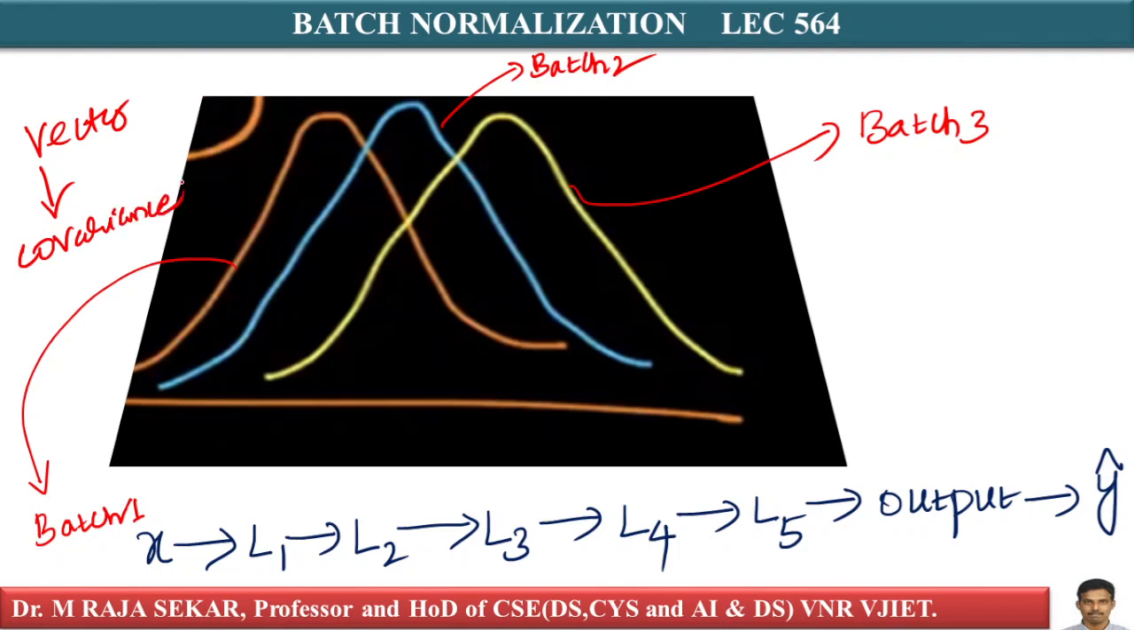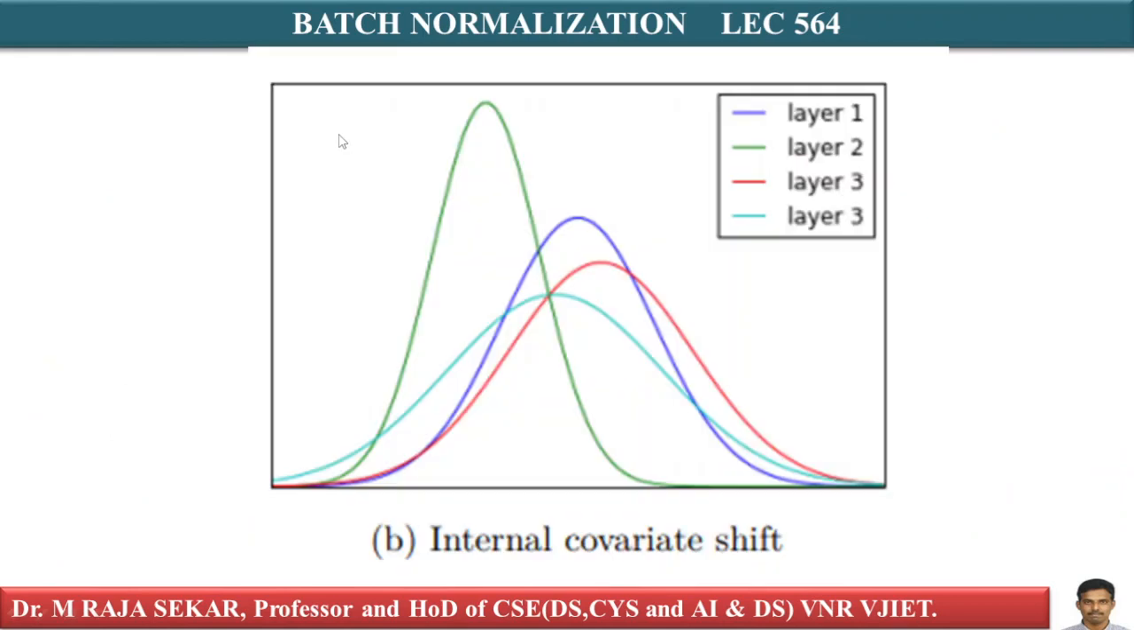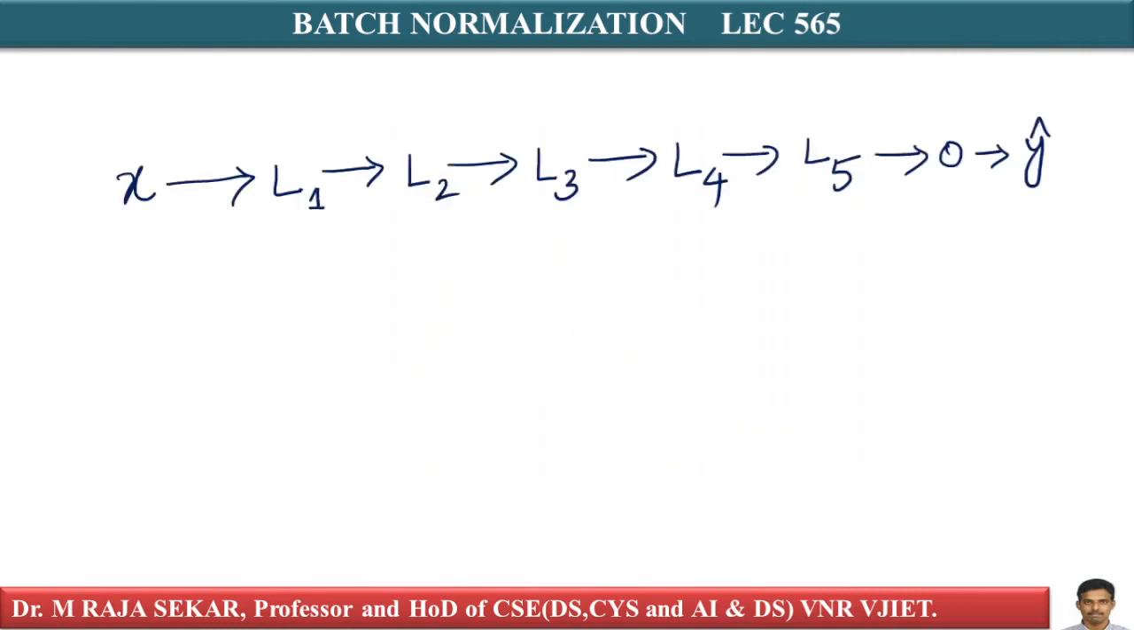In these diagrams, what's happening? Here your variance is shifting. Mean is also shifting. Here there is a covariance shift. This problem is called internal covariance shift or internal covariate shift. So the solution for this is also simple.